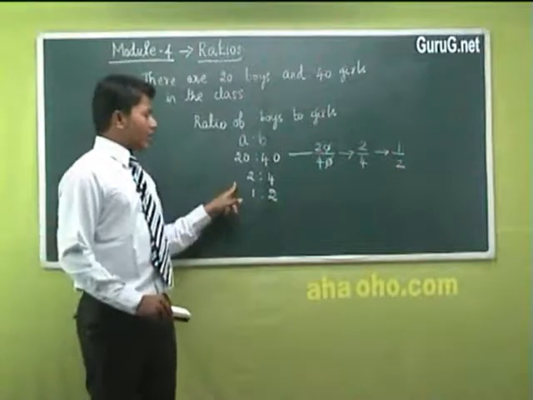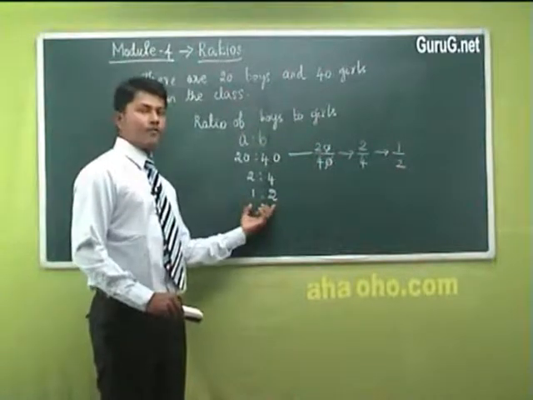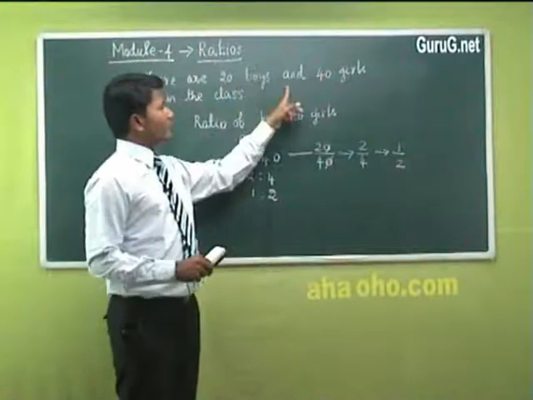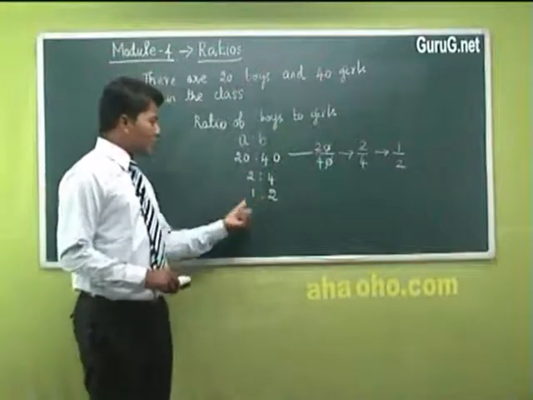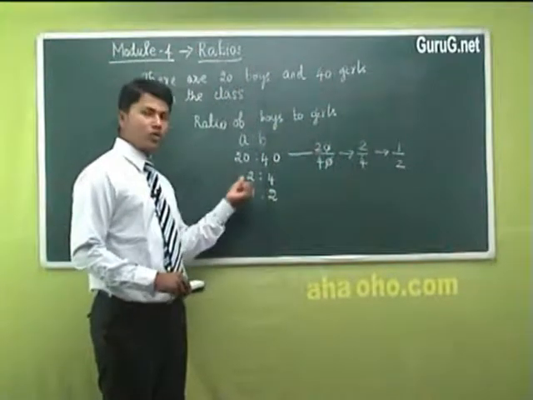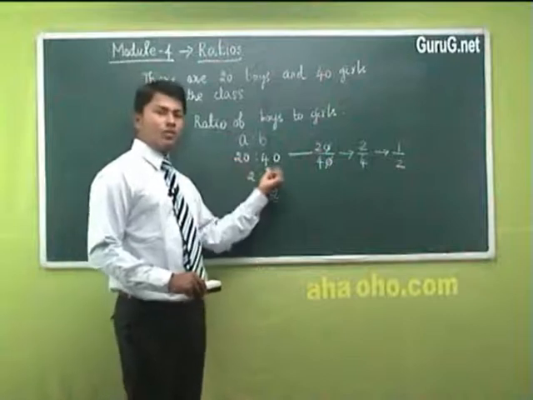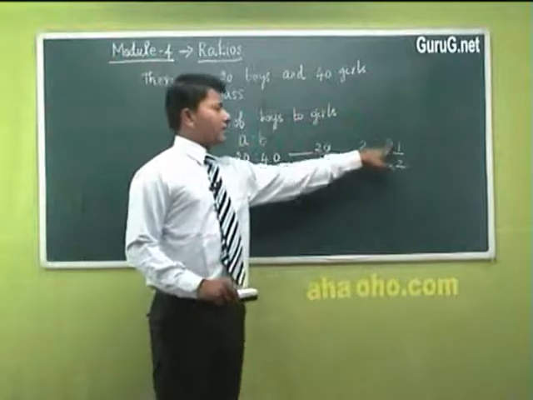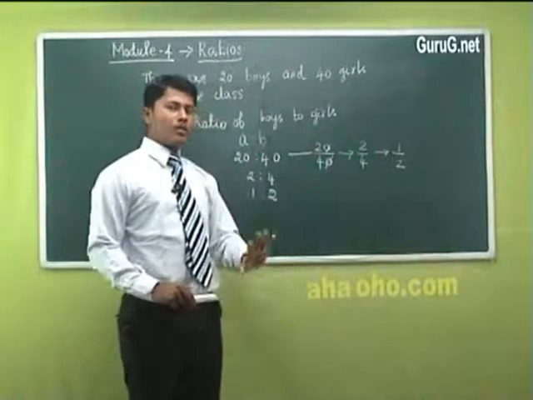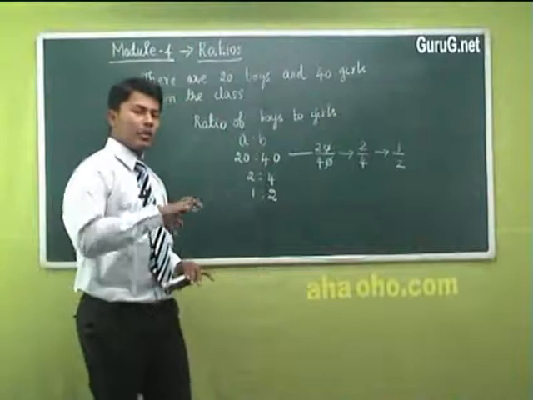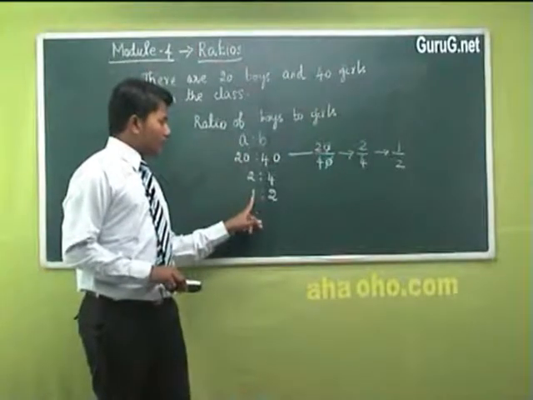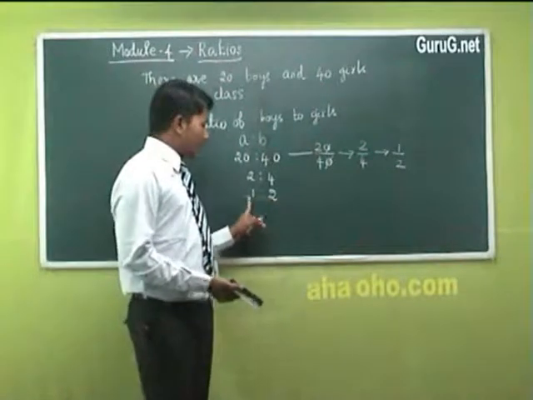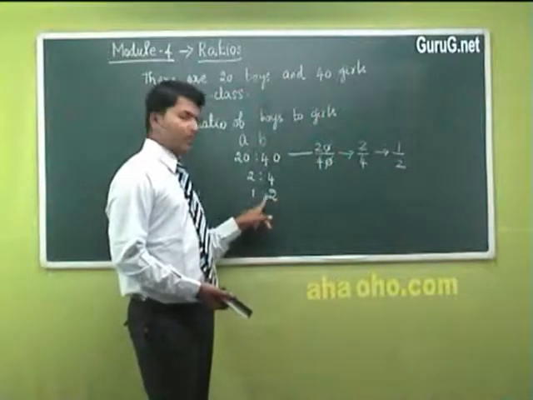So what can you analyze from this? This is the simplest form. You need to understand that this is not the exact number found in the question, but the ratio 1 is to 2 is equivalent to 2 is to 4 or 20 is to 40. And 1 is to 2 can be represented in fractional form also. What is the logical meaning? The number of girls in the class is twice the number of boys.